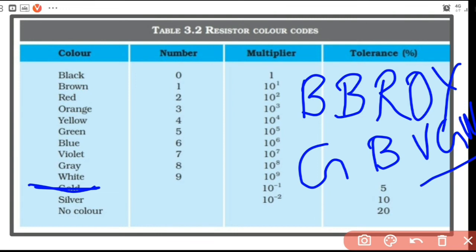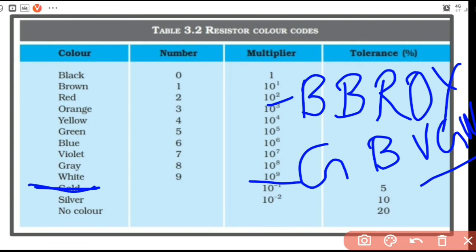So: black, brown, red, orange, yellow, green, blue, violet, gray, white. Then keep in mind the other three colors: gold, silver, then no color. Now, associated with these colors, the numbers are taken in the order 0 to 9. So black to white, it starts with black and ends at white, from 0 to 9. For multiplier values, the first one is 1, that means 10 raised to 0. The second is 10 raised to 1, the third is 10 raised to 2, the fourth 10 raised to 3, like that it goes. Up to white, the power is 10 raised to 9, because the number for white is also 9.